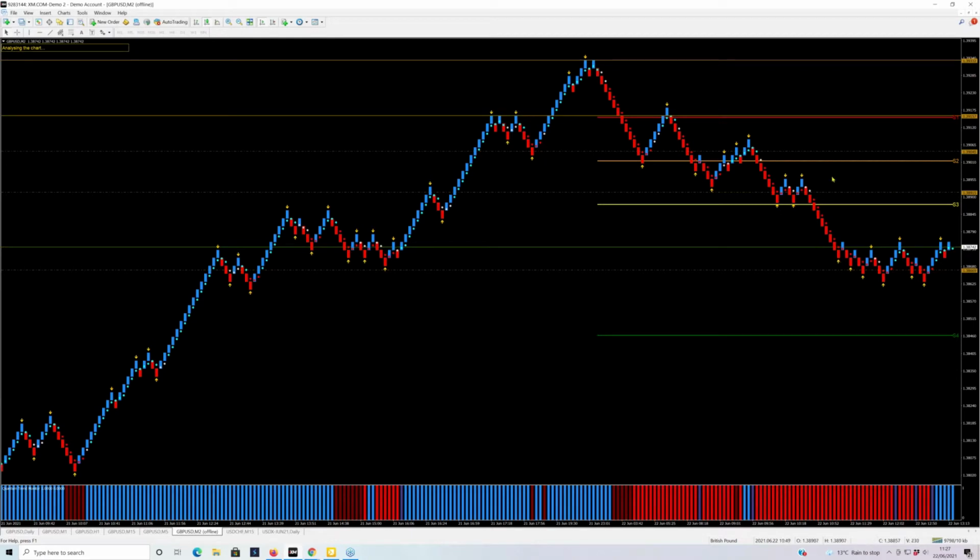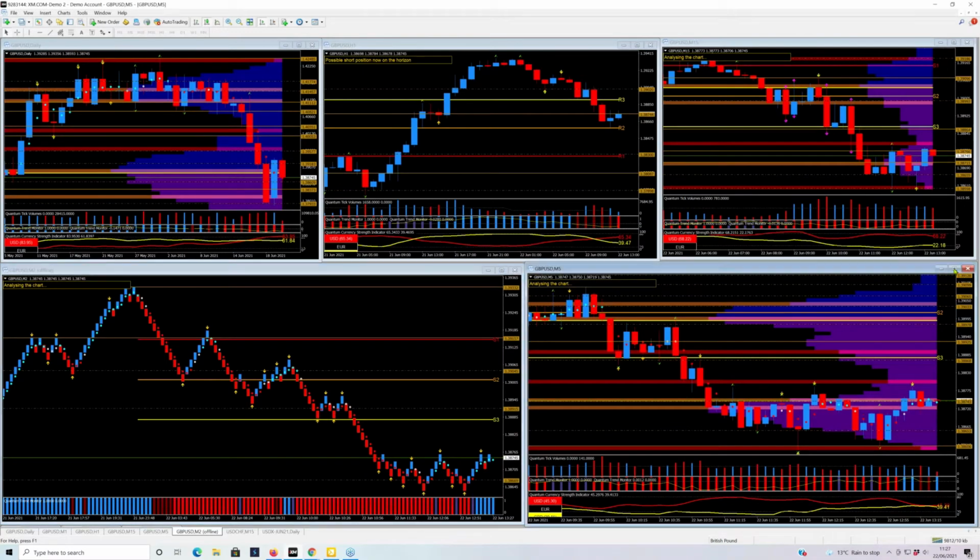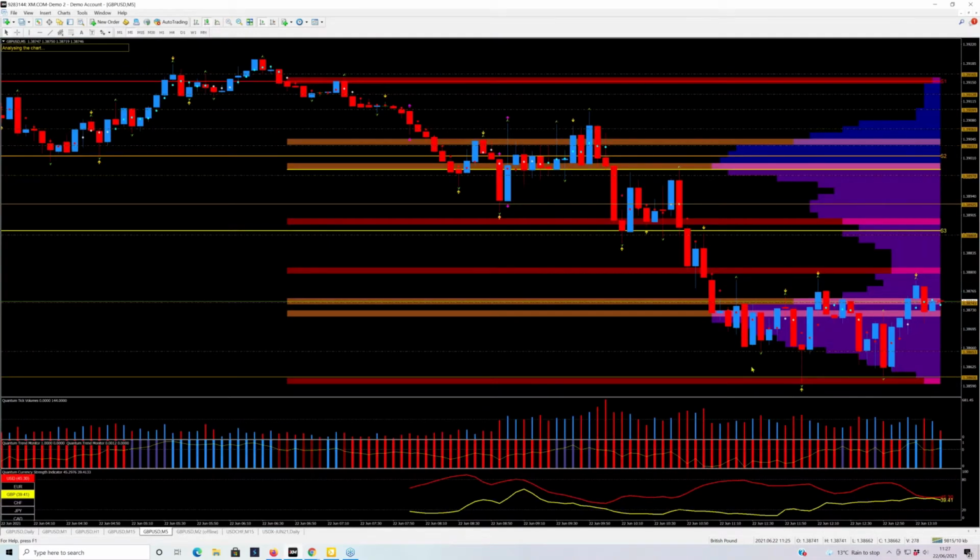As I've mentioned before, I don't really use it for exits. What it does is hold you in, and we can see here this congestion that's actually forming on the 5-minute chart. The pound looks like it wants to reverse.